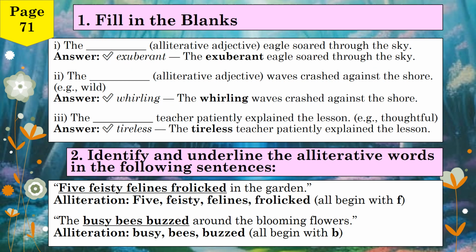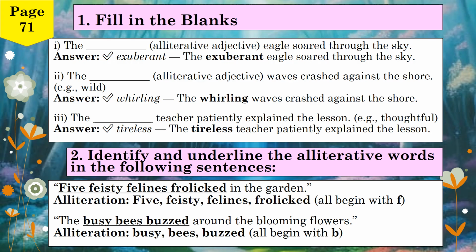Let's dive into some fun with alliteration. 1. Fill in the blanks with alliterative adjectives. 1. The exuberant eagle soared through the sky. Here, exuberant and eagle both begin with E. That's alliteration. 2. The whirling waves crashed against the shore. Whirling and waves both start with W, creating rhythm and imagery. 3. The tireless teacher patiently explained the lesson. Tireless and teacher both begin with T, adding a musical touch to the sentence.